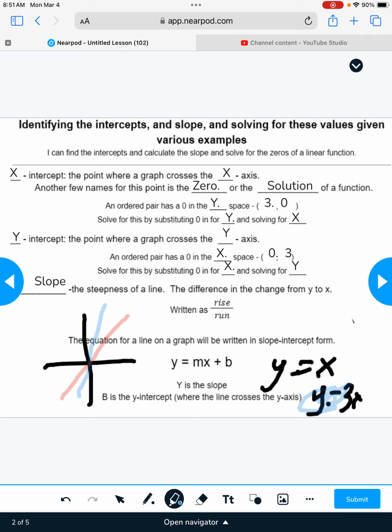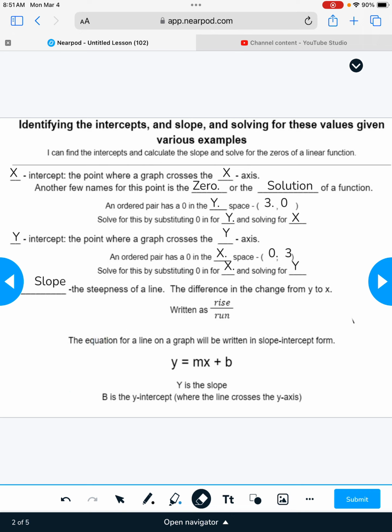If I wanted to shrink it, I would be able to do a y equals half x, and since it's smaller than 1, that line gets a little more flat, okay? The slope is written as rise over run, so it is going to be counting up the axis and then to the side over the axis.